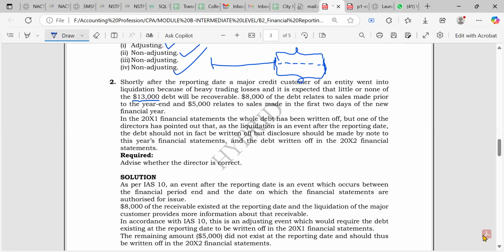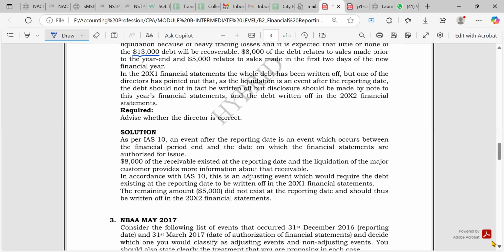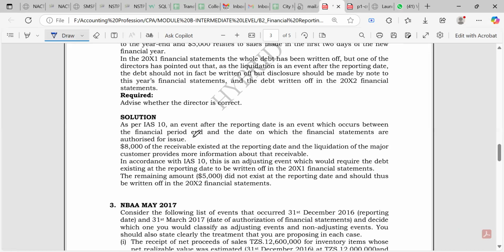Okay, that's why you could come to the solution and it would look like this. If I send an event of the reporting period, they're just defining this one as an event between the reporting period and the date of authorization. The 8,000 of the recoverable existed at the reporting date. That's why I told you, whatever transaction happened after the reporting date is obviously not recognized. We only look for the evidence of conditions that existed, right?